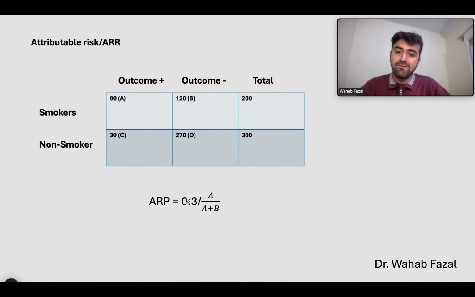So what you do for attributable risk percentage is that you divide the whole thing by the risk in the exposed group, the risk in the smoking group, which is A over A plus B. So this is 0.3 over 0.4, and you multiply the whole thing by 100. So this comes up to be 75%. Great, that is how attributable risk percentage works: what percent of the risk was actually formed by our exposure?